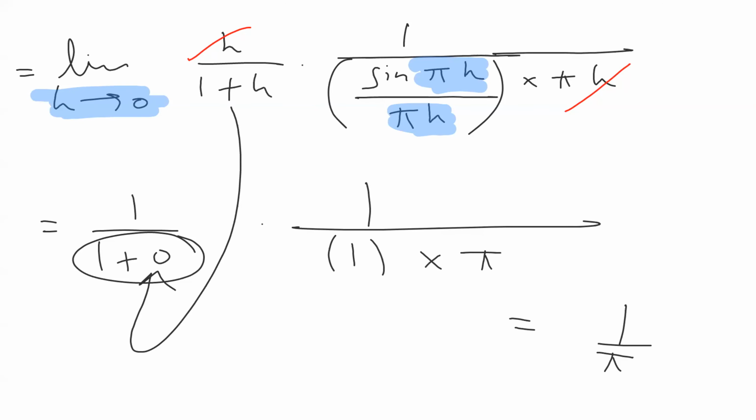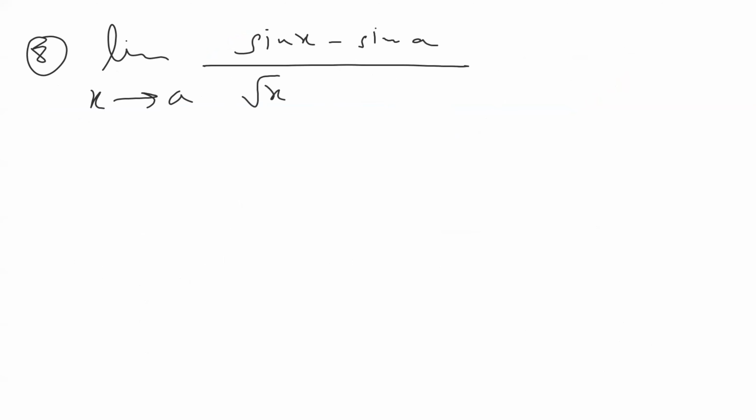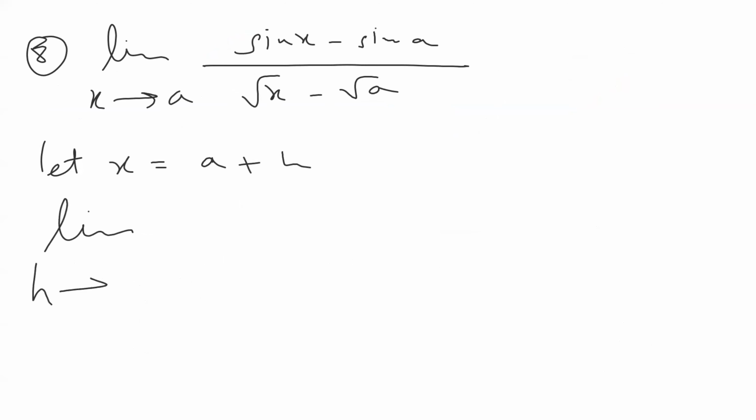Let us go to question number 8. Limit x approaching a, sin x minus sin a upon root x minus root a. If we put a as x over here, root a minus root a will be 0. Let x is equal to a plus h, as x approaches a.